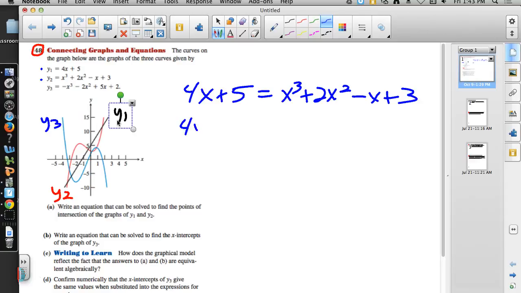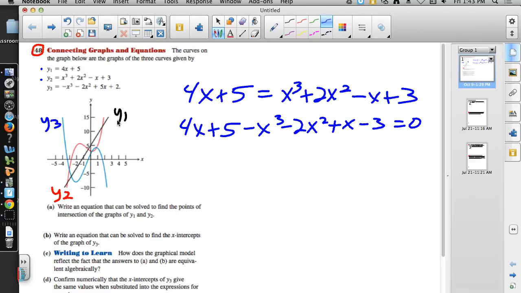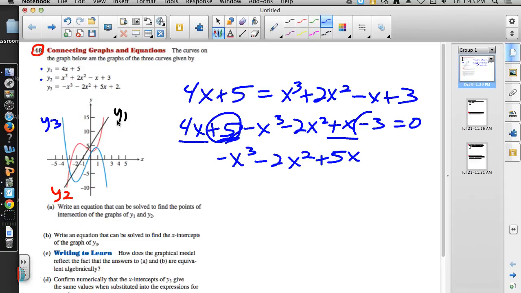And then we would go ahead and move everything over to one side. So we would subtract an x cubed. I'll just go ahead and write down subtracting that. Subtract the 2x squared, add the x, and subtract the 3 to move everything over. And then we combine like terms. And we have a negative x cubed minus 2x squared. A plus 4 plus x is plus 5x. And then we have a 5 minus 3 plus 2 equals 0.